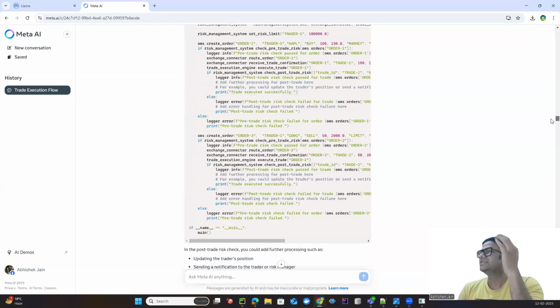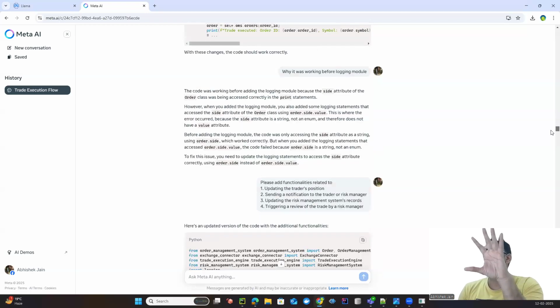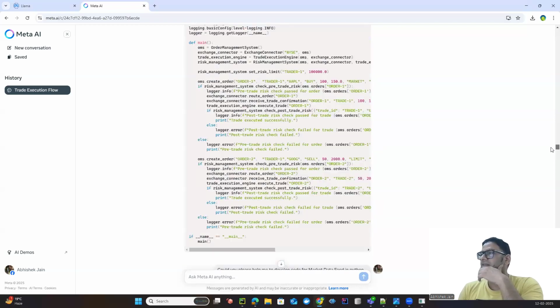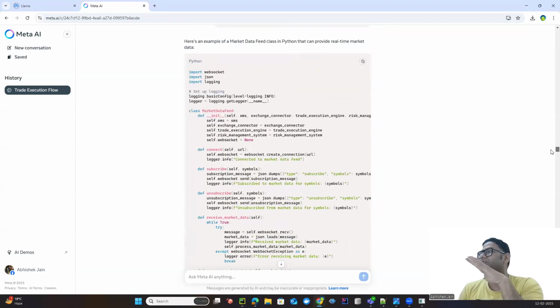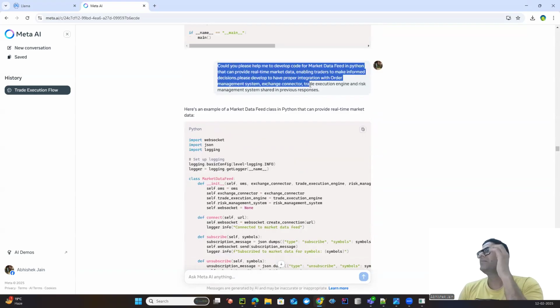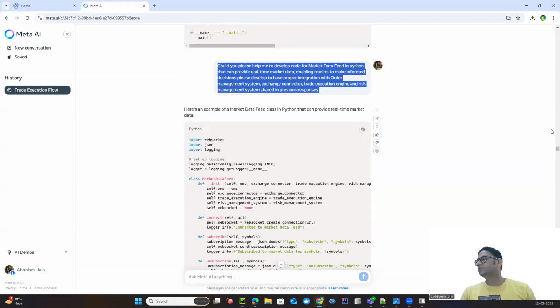Though I had to struggle a little bit to structure the entire code in a modularized way. That is where I had to use a little bit of my expertise. But after that, if you see here, I'm asking, can you create a market data feed system for me, which can integrate well with the order management system, the exchange connector, the trade execution engine, and the risk management?